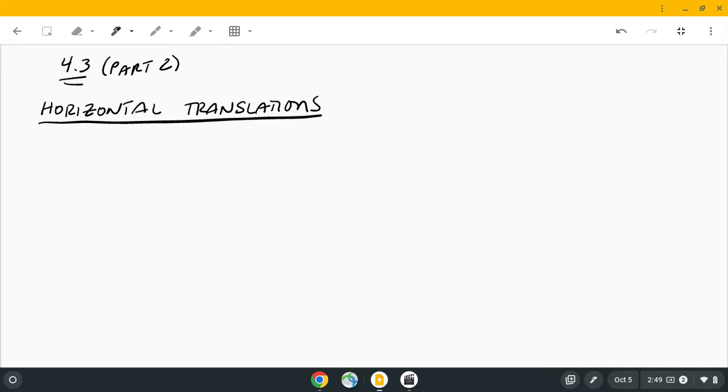Okay, so this occurs when we are adding or subtracting to the angle. Last time with the vertical translation, that happens when we're adding or subtracting to the actual trig function, like 1 plus sine, right? So this horizontal translation happens when we're adding or subtracting to the angle.